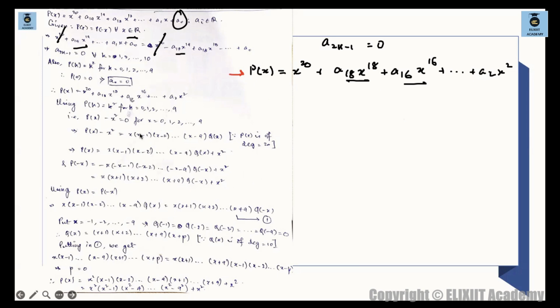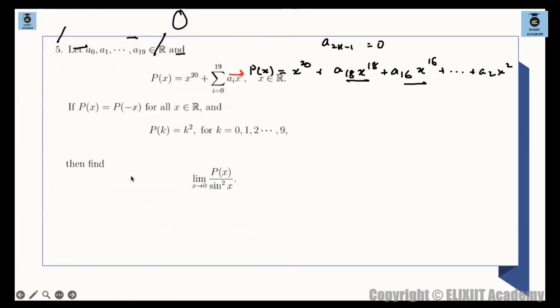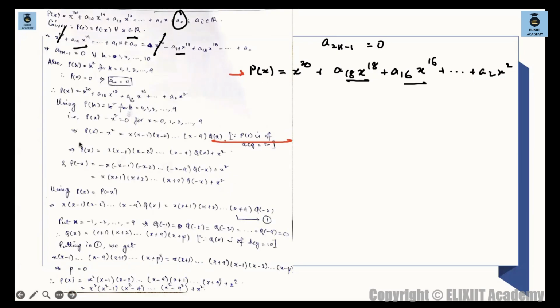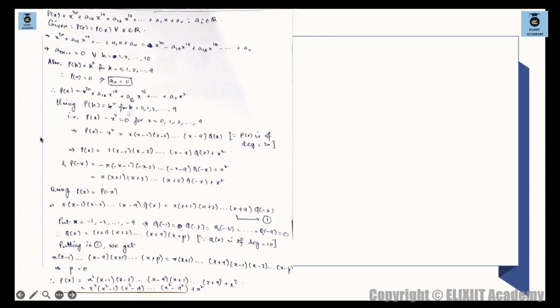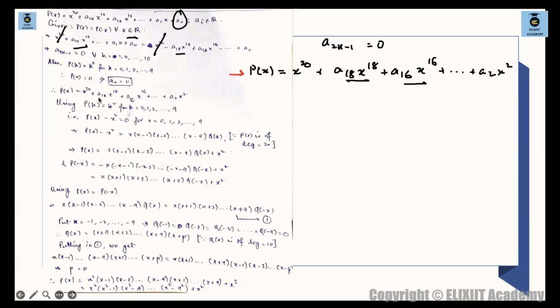Now again we are using this condition: P of k is k square. Be very careful. P of k is k square for k equal to 0, 1, 2, 3 and so on till 9. So it's taking 10 values; for these 10 values, P of k is k square. Again, we are using the P of k is k square condition.